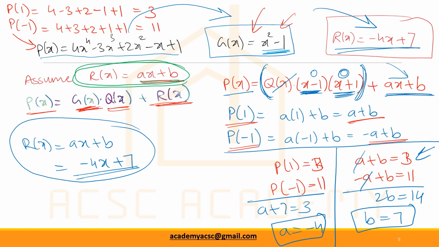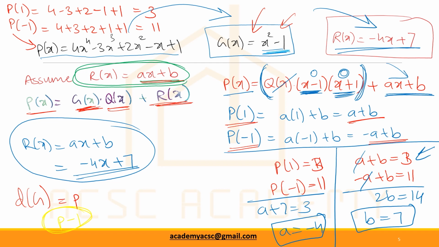And in this method, what do we actually do? We make an assumption about the remainder. And how do we make that assumption? Using the degree of g. If the degree of g is, let us say, p, then you will assume r of x to be a general polynomial of degree p minus 1. Why p minus 1? Because the degree of the remainder is strictly less than the degree of the divisor polynomial.